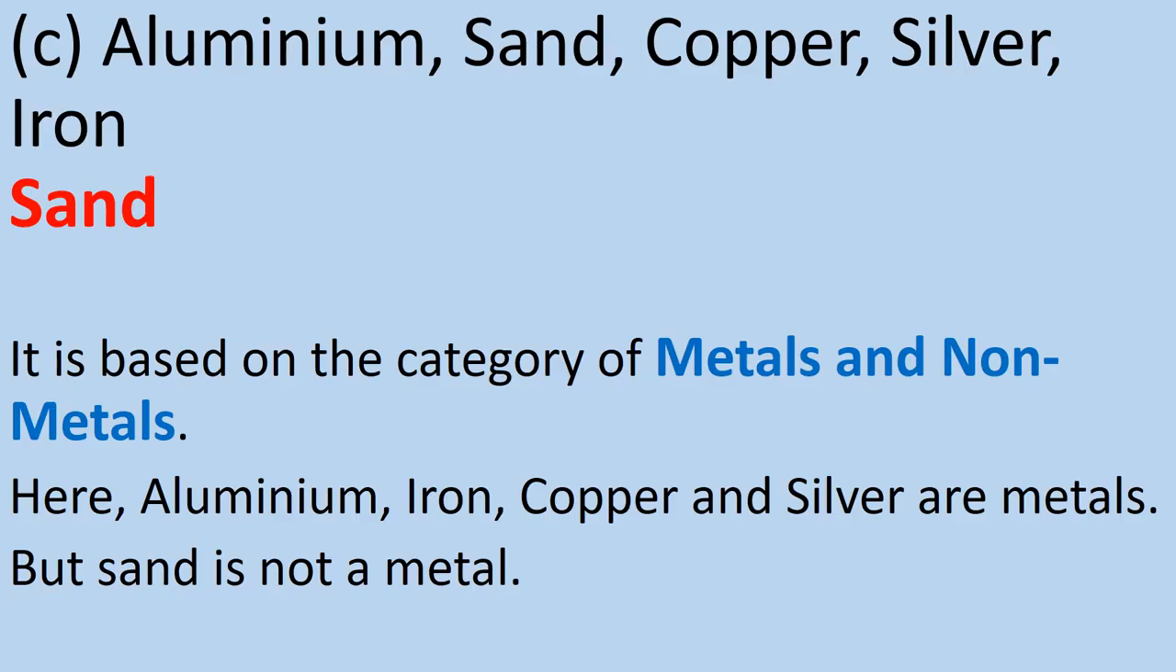C. Aluminium, sand, copper, silver, iron. We have pointed out the odd one out material as sand. Why so? Let's check it out. It is based on the category of metals and non-metals. Students, here aluminium, iron, copper and silver are metals. But sand is not a metal. Hence, it is the odd one out.